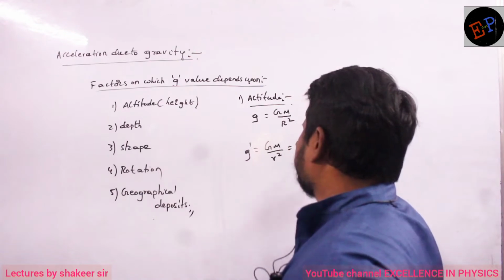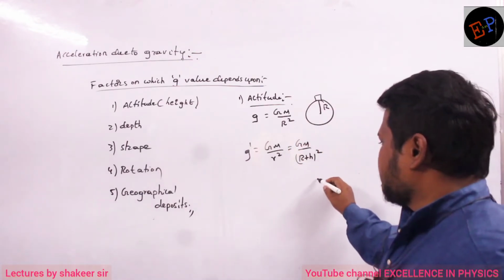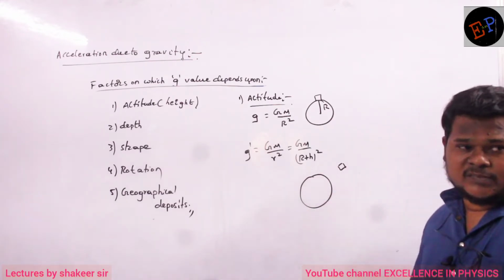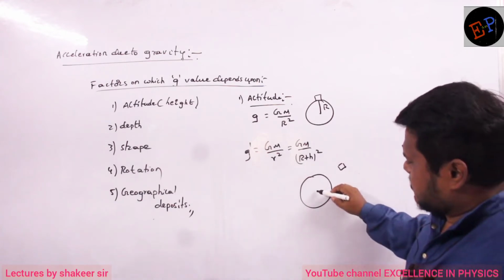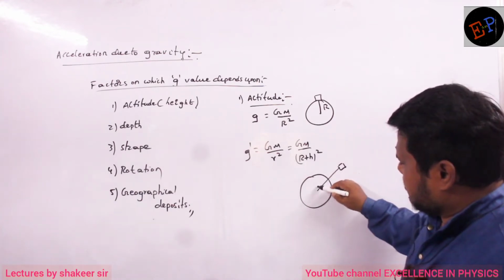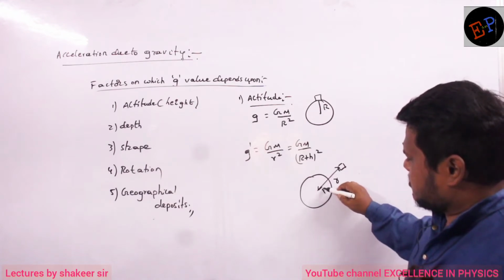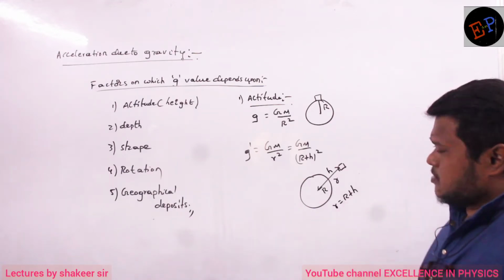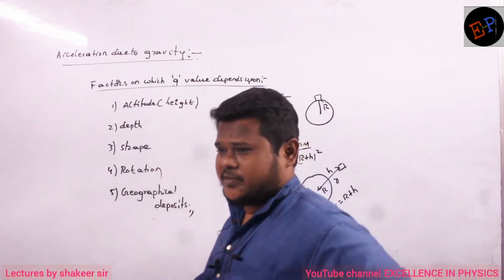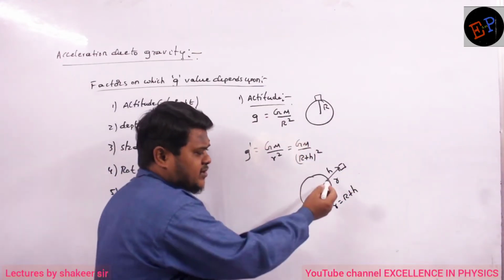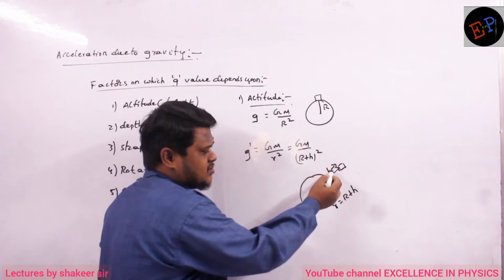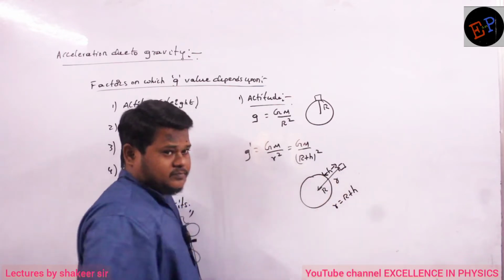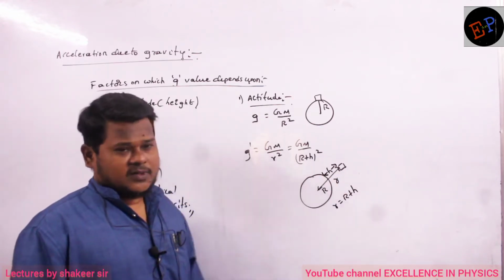Now what is meant by this g dash? This is the surface of Earth and a body is present somewhere here, at some height from the Earth. So from the center of Earth, this total distance is called small r. This distance is capital R and this height is H. Therefore small r can be written as R plus H. Are you able to understand? R means radius, H means height of that body from the surface of Earth. This distance is H, this is radius, and this total distance is small r. So small r is equal to R plus H.